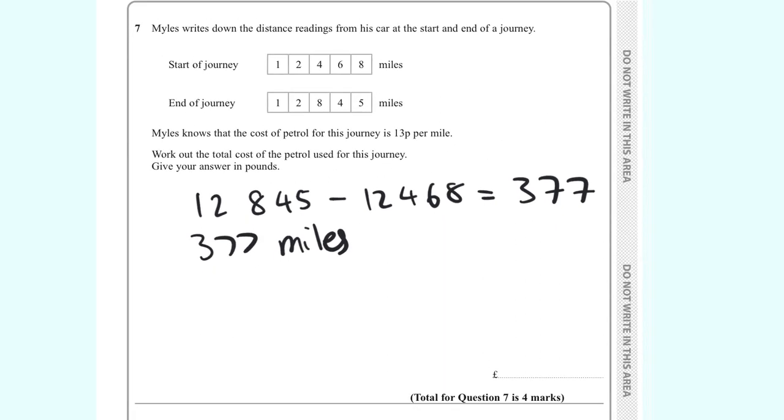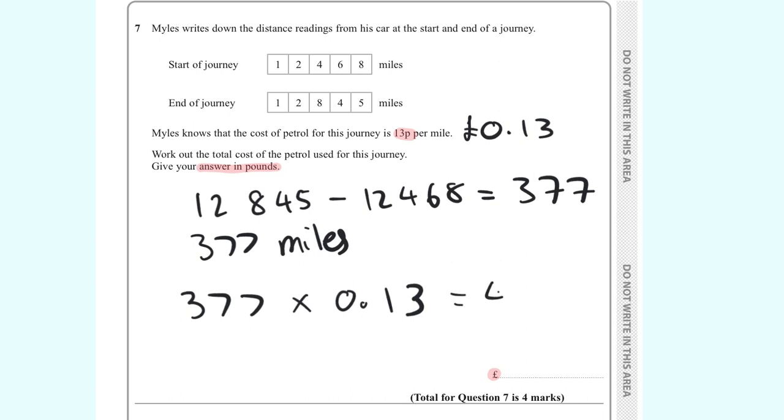Now, because the question says give your answer in pounds, there's a pound sign down there, I'm going to convert that 13p into pounds. Right, 13p is 0.13 pounds. Right, you divide it by 100. So my next final calculation will be 377 times 0.13. We'll pop that into our calculators, and whatever we get, that will be the answer. So we get 49.01. Right, and that's the cost of this journey. So 49.01. All right.